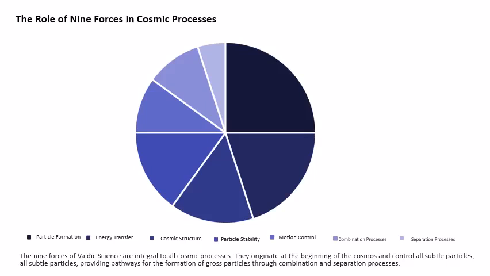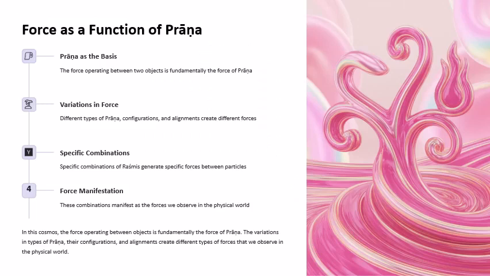And remember that thread weaving through it all. The source is very explicit. The force between any two things is fundamentally the force of Prāṇa. So the 9 forces aren't really distinct entities, but more like different expressions or configurations of Prāṇa. That's exactly it. The source explains the differences we see, why gravity feels different from electromagnetism, for instance, comes down to variations in the types of Prāṇa involved, how they're configured, how they align with each other. And this links back to those Rashmis again, the subtle energy streams.